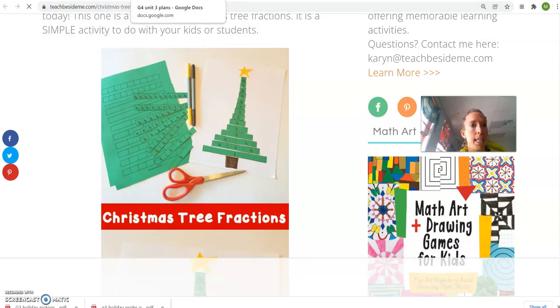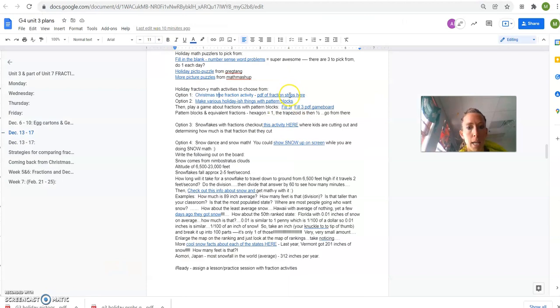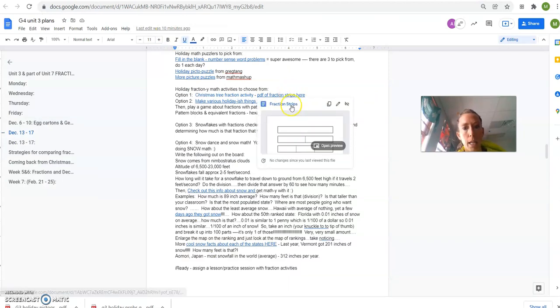So what I did is I just made my own fraction strips from somebody else's site. So here are some that you could print off in green, and then they could be labeling them, because I thought it would be better to have them label them with the fractions, and then they make their fraction tree however they want.